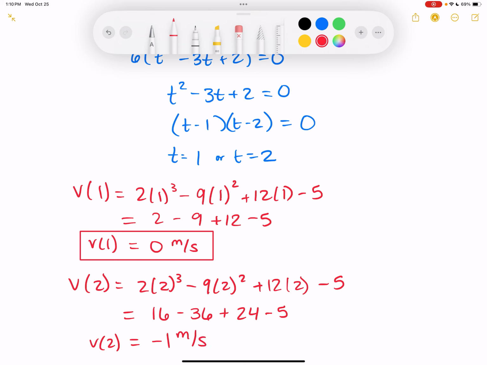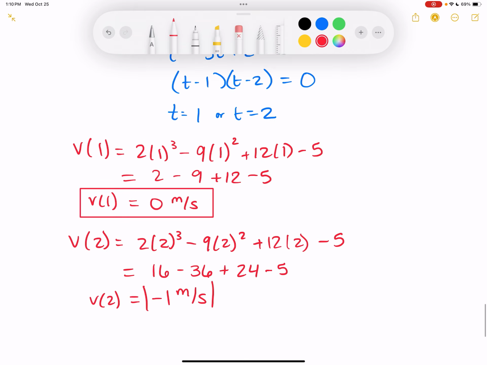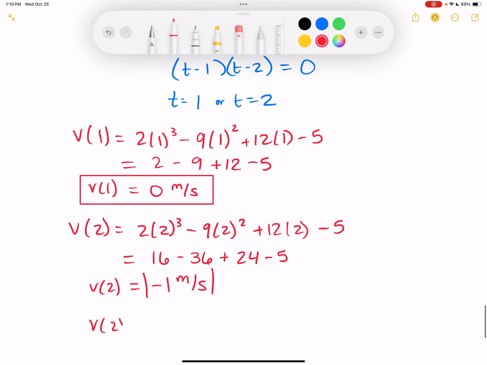Now, what's the problem? No negative. I need to take the absolute value. So the speed is going to be 1 meter per second.